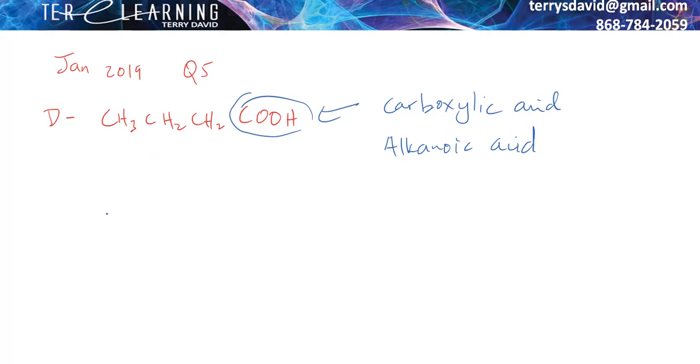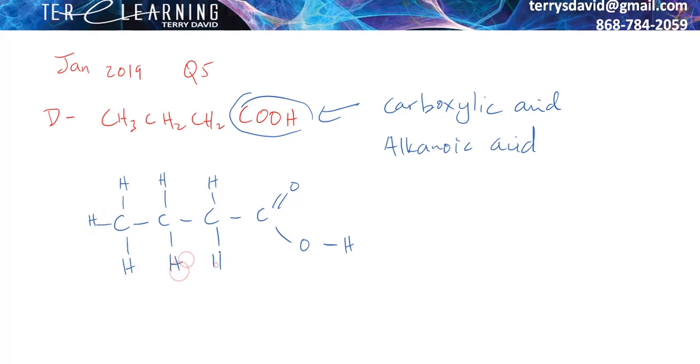Part 2, they want us to draw a displayed formula of compound D. So the displayed formula is going to look like this. Alright, so we have 4 carbon atoms. Alright, so this is the fully displayed formula of compound D.